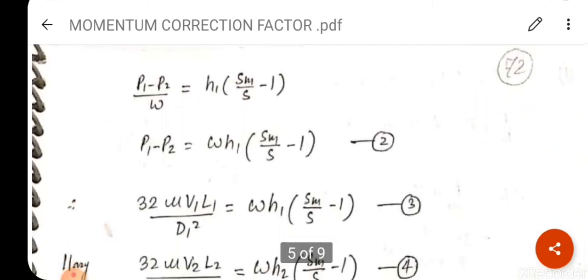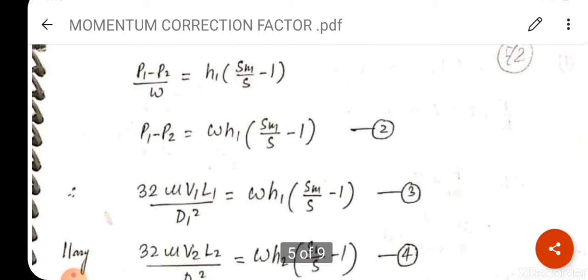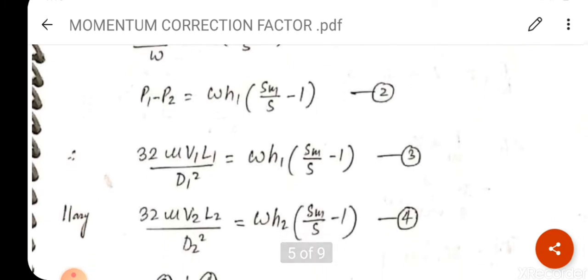So we will get the answer, P1 minus P2 upon W is equal to H1 into SM upon S minus 1 in the bracket itself. Here I used the term H1. In the last case I used X. So it can be anything, take H1, take X, whatever you can take. So P1 minus P2 is equal to W into H1 into bracket SM upon S minus 1. This is equation number 2.